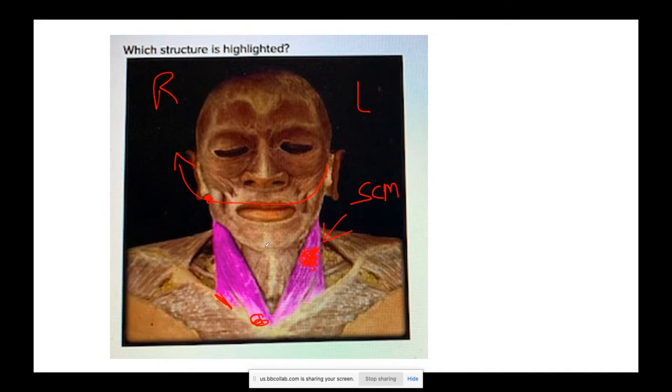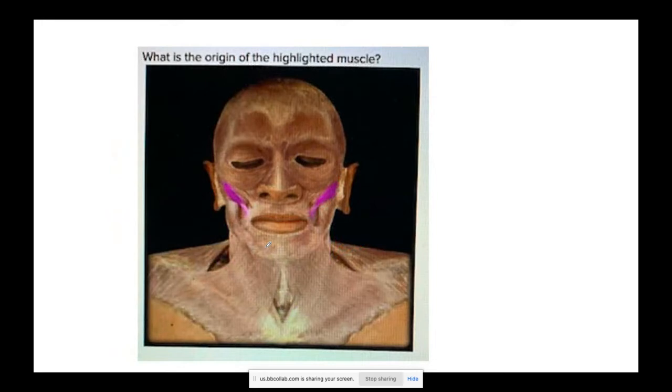When the right one contracts, it'll rotate the head to the left. All right, now here, it's not asking what is the name of the muscle, it's asking what is the origin. So this takes us back to bones, bones, bones. So you'd have to say, all right, what bone is near the cheek? Oh, the zygomatic bone, that is the cheekbone. And that would have been the answer here.